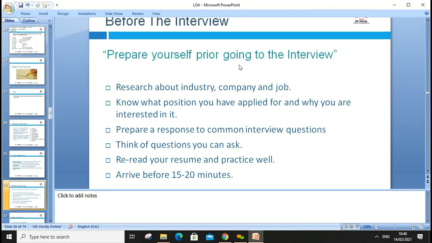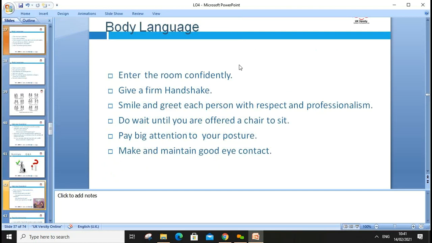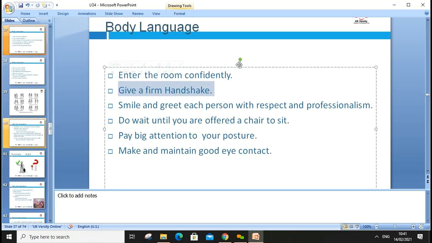Prepare yourself prior to going to the interview: research the industry, job and company, know about the position you applied for and why you are interested, and prepare responses to common interview questions. Think of questions you can ask, reread your resume, practice well, and arrive 15 minutes early.